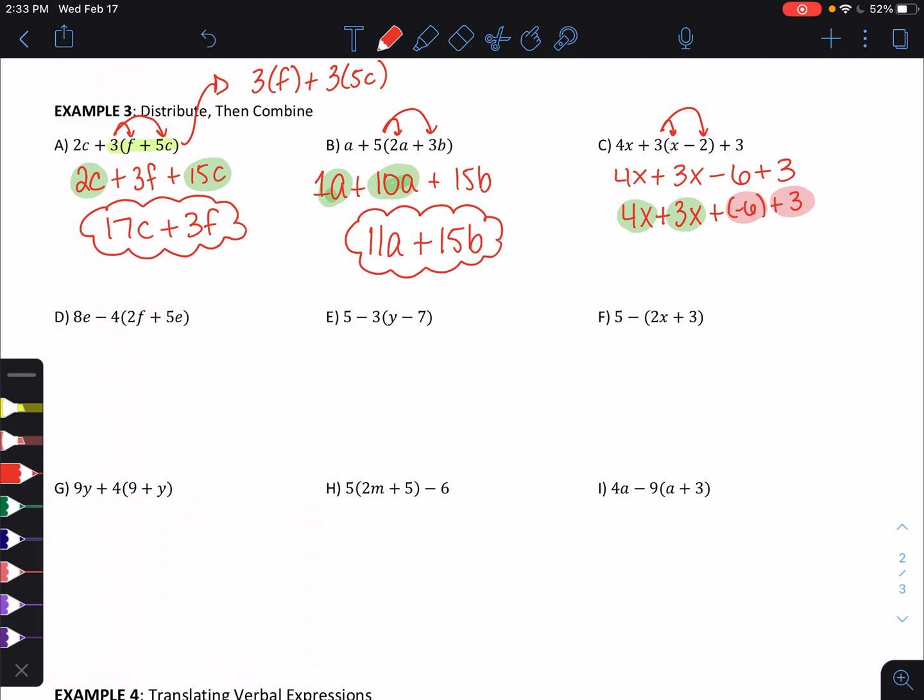4x plus 3x is 7x. Negative 6 plus 3 is a negative 3, or you can write it as 7x minus 3. Both answers would be correct. Okay, they are equivalent expressions, however you feel most comfortable writing them.